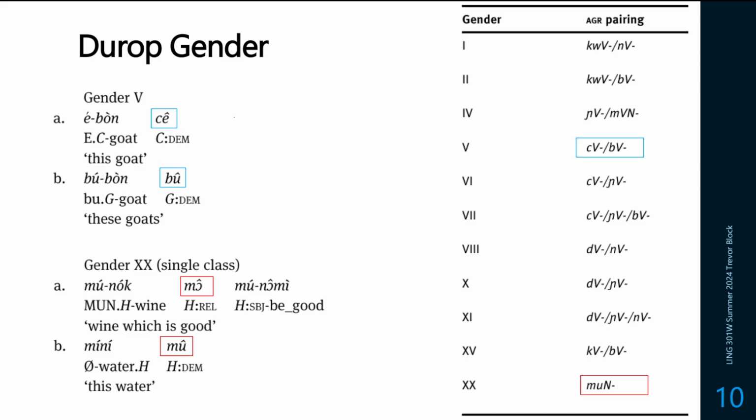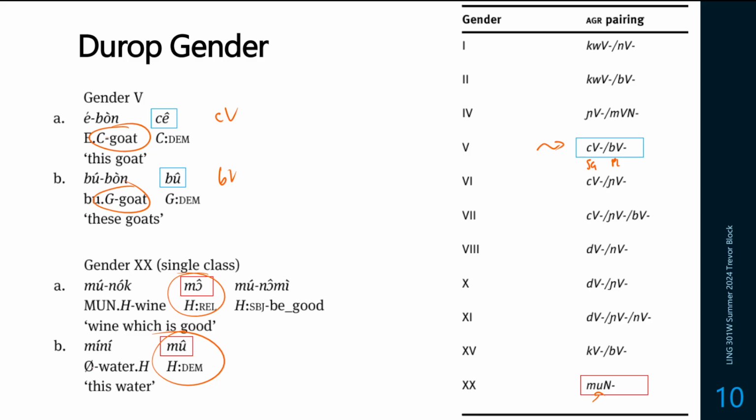So for example, with gender 5, we see a C vowel and a B vowel when we take a look at the word goat in its different forms, singular and plural, and that's exactly what we find for gender 5. So you can think of this agreement pairing as like what's going to happen in the singular, what's going to happen in the plural. With gender 20, it's a single class here. We just see MUN, so we're being a little bit more loose with this, but we can see an M form and an M form for these 2 words. And water and wine just take whatever the H is, which I believe it's forced to be singular for class 20.